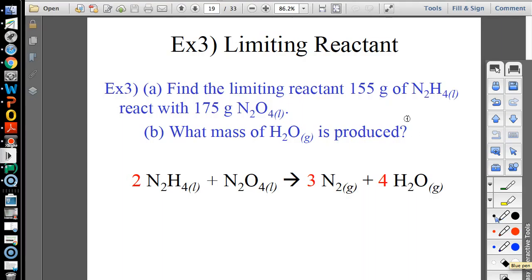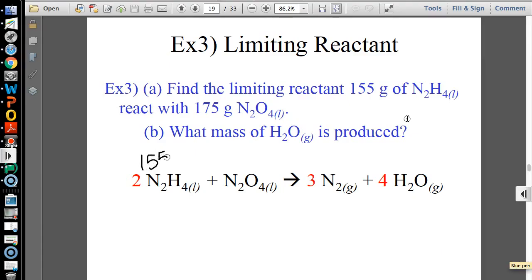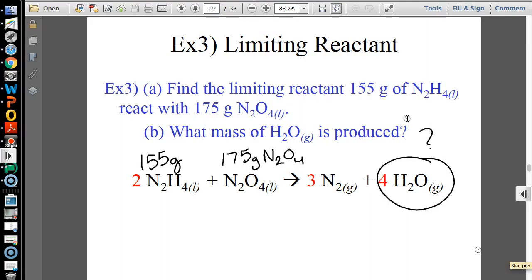I like to write down as much as I can. I have 155 grams of N2H4. All right, it's told me that. Then I have 175 grams of N2O4. And then it asks me what the mass of H2O is that I'm going to be making. So, how much water can I make?